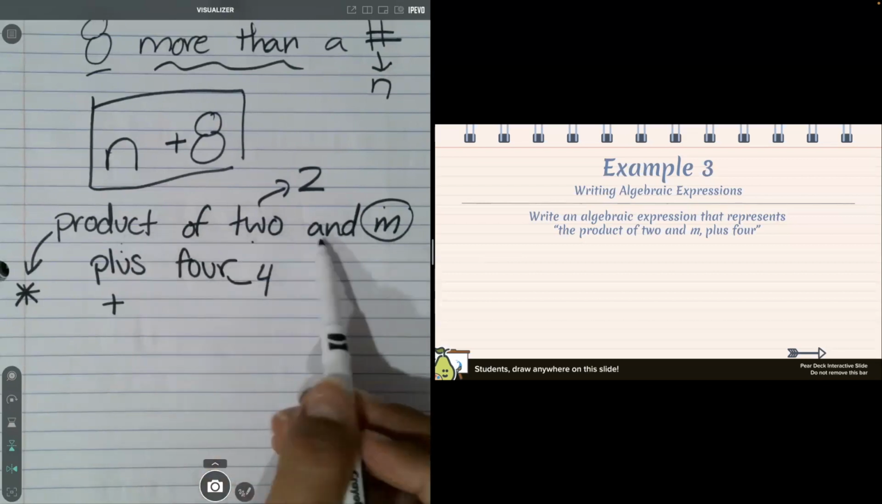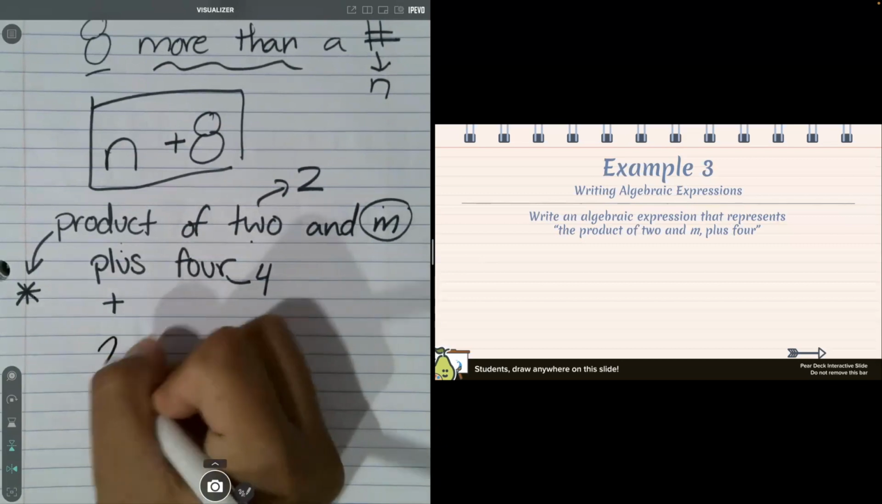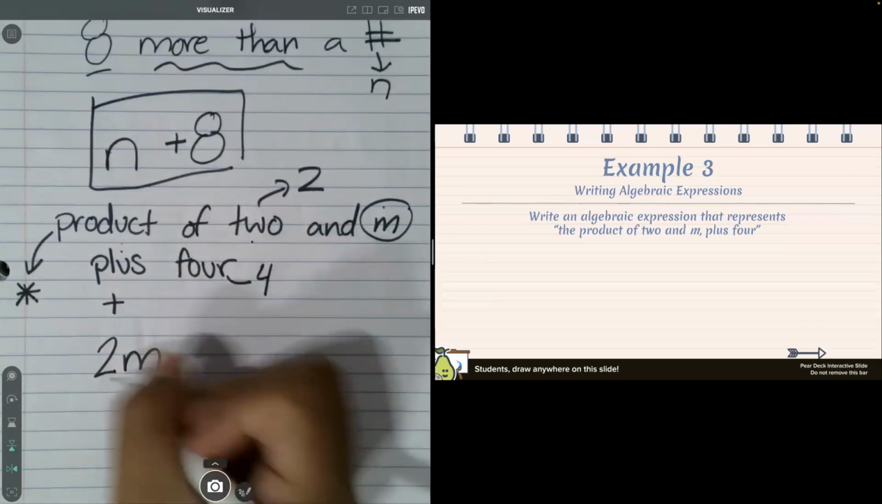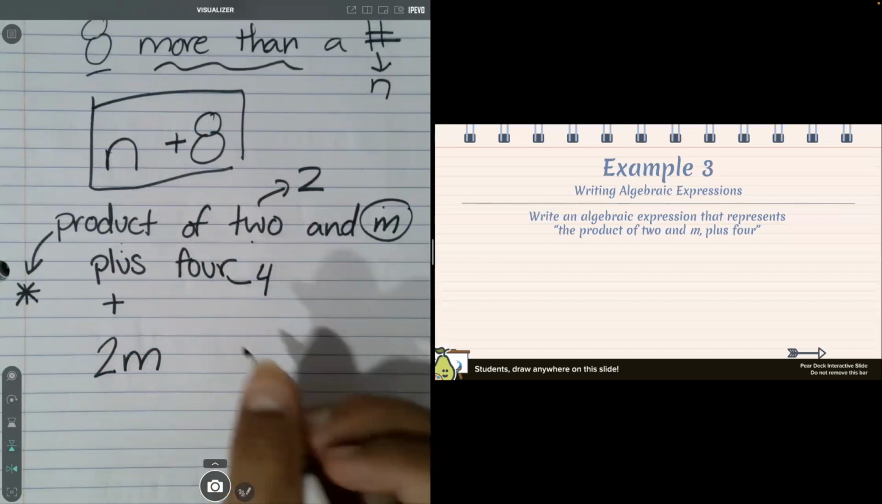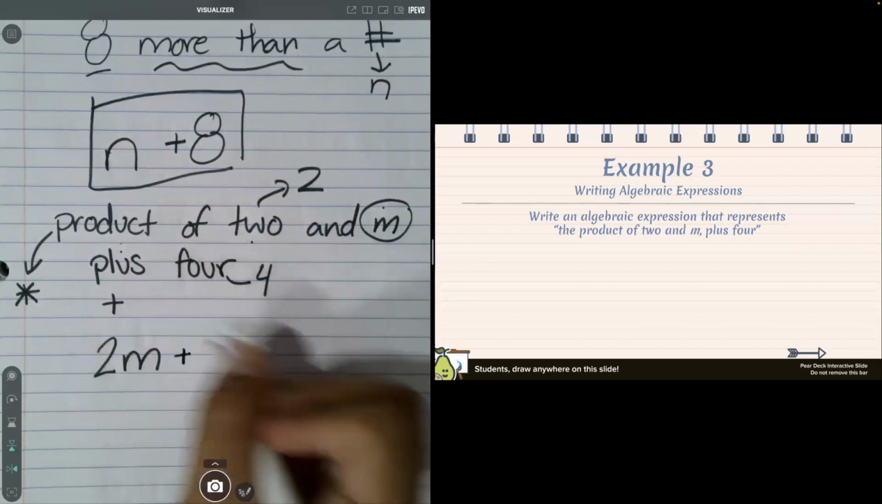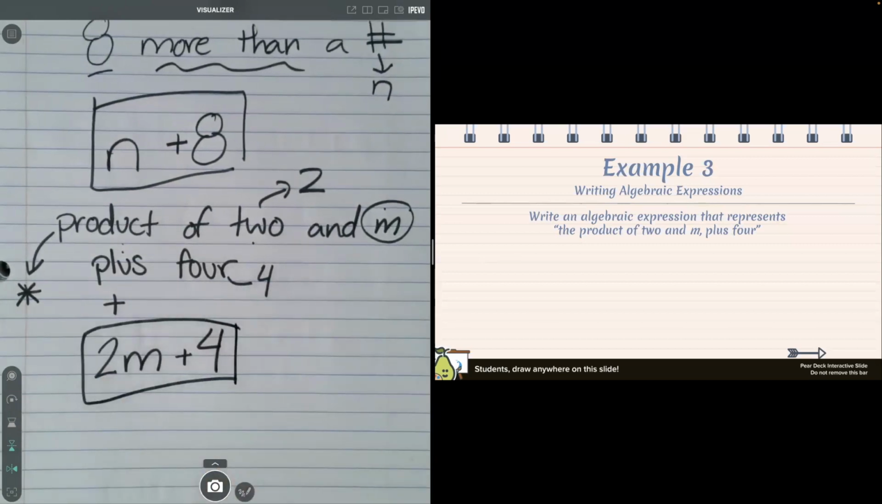So product of 2 and m, that means I'm multiplying 2 and m. The way I can write that here is just 2 and m right next to each other, because that implies they're being multiplied. And the next part is just plus 4. I know that's addition. And I'm at plus 4. That's it. There's my product of 2 and m plus 4.